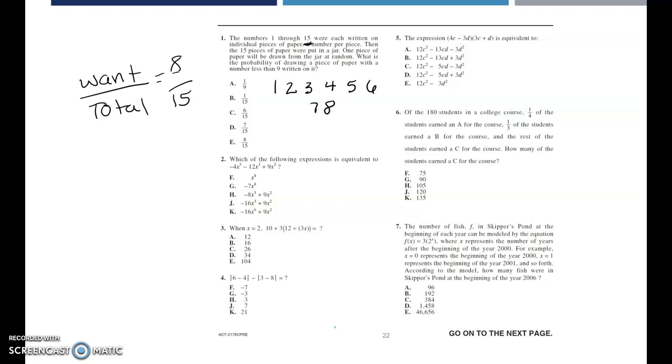Now, you guys are going to be able to solve some of these way faster than I do it mathematically. That is completely okay. I always tell my students there's more than one way to solve a math problem.